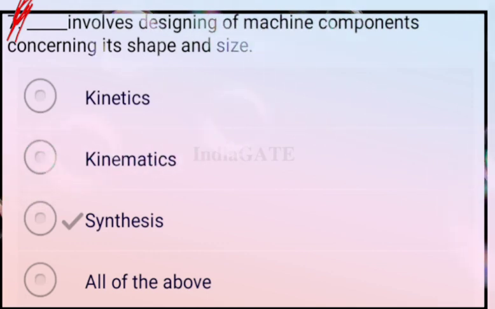A dash involves designing of machine components concerning its shape and size. So that is called your synthesis. So option A, C is your correct answer.